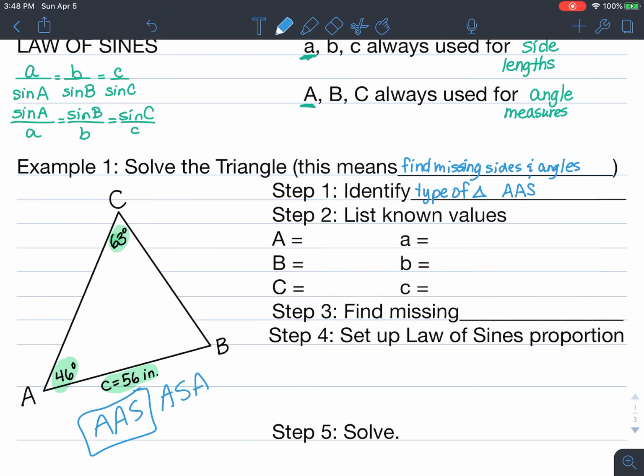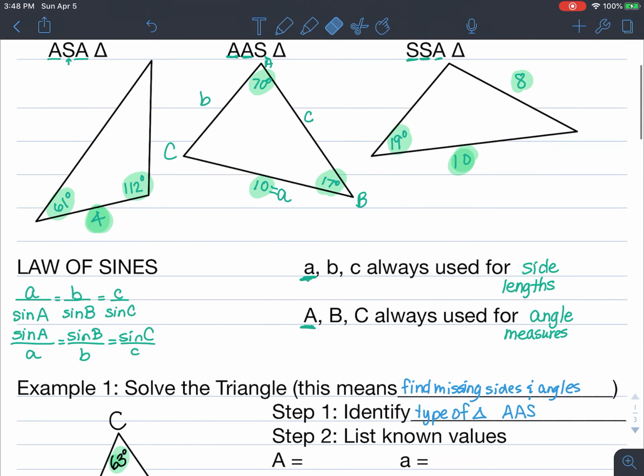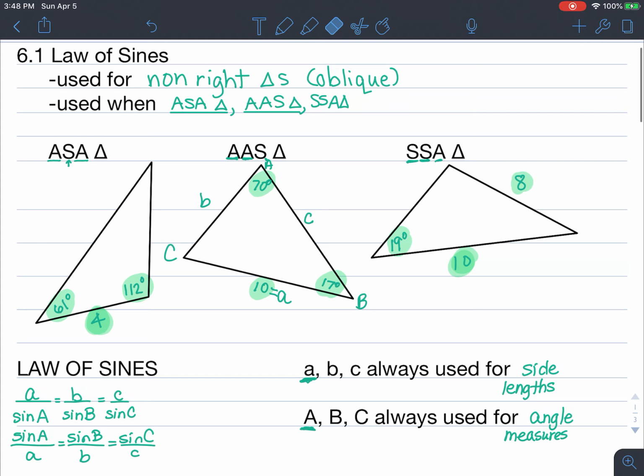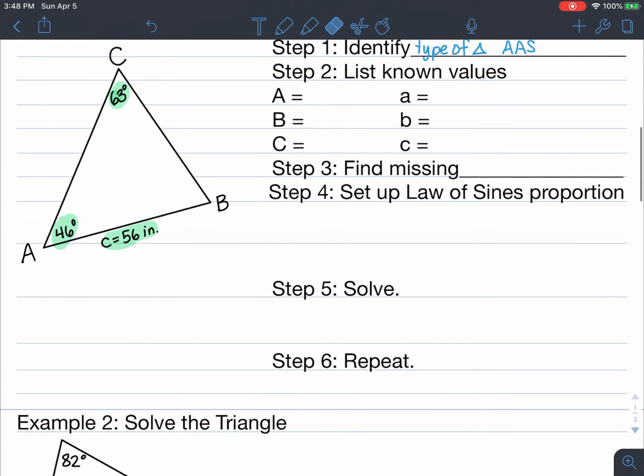And the reason why it's important to know that is because the law of sines is only one of the laws. There's also the law of cosines, but one thing at a time. So in the end, you'll get a triangle. You'll have to determine what type it is, because then you're going to have to determine which rule you use.